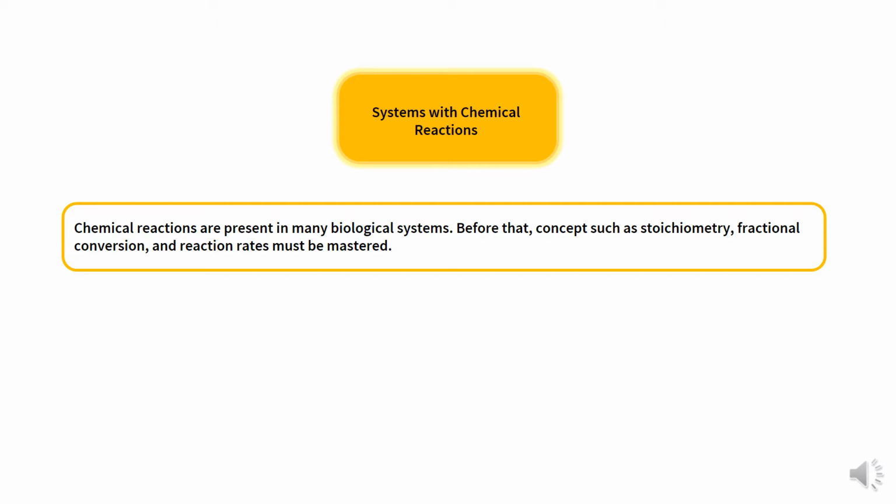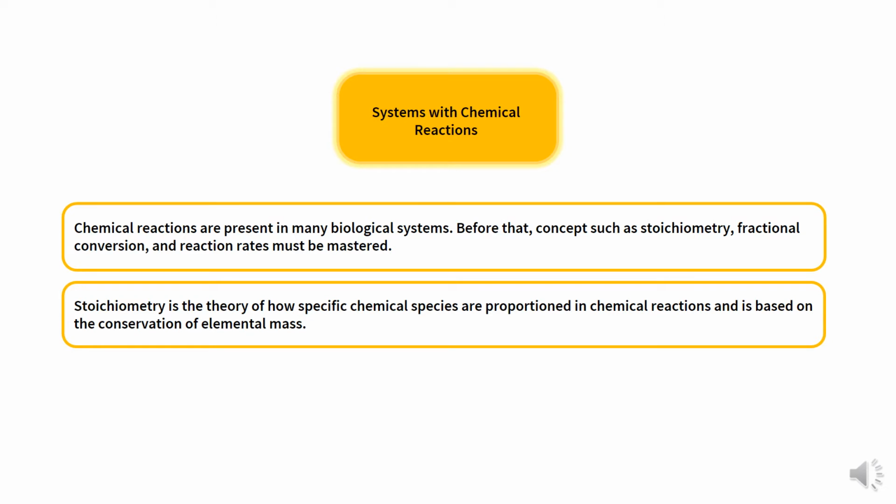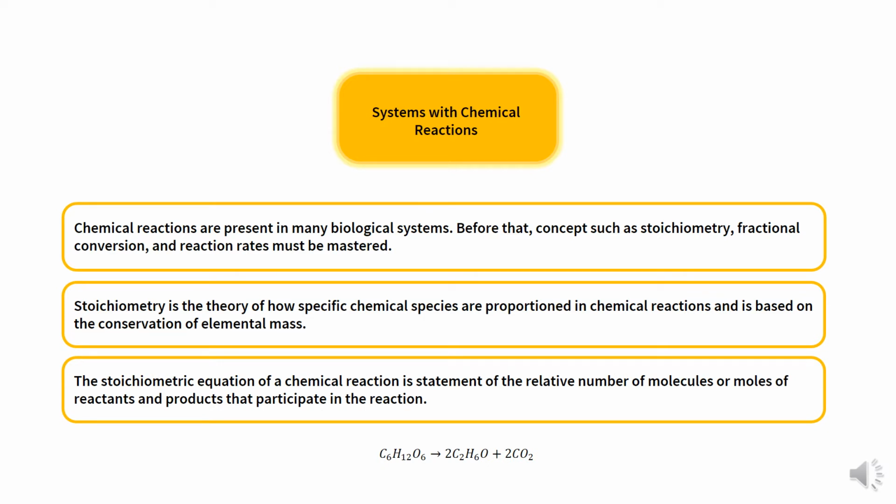What is stoichiometry? Stoichiometry is the theory of how specific chemical species are proportioned in a chemical reaction and is based on the conservation of elemental mass. The stoichiometric equation of a chemical reaction is a statement of the relative number of molecules or moles of reactant and product that participate in the reaction. An example of such a stoichiometric equation is the conversion of glucose into ethanol and carbon dioxide during fermentation. The stoichiometric equation is shown below.